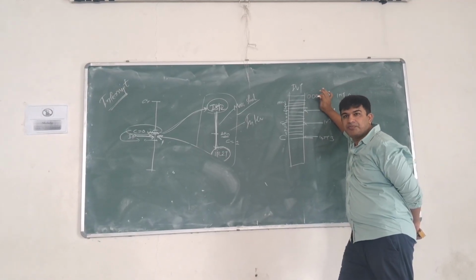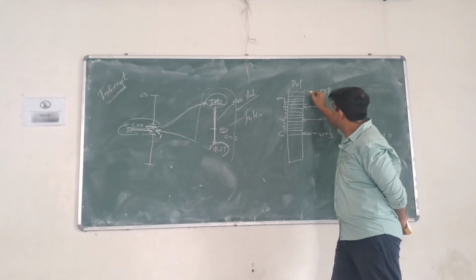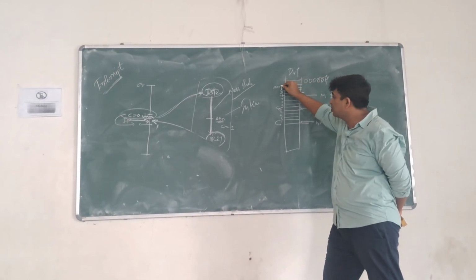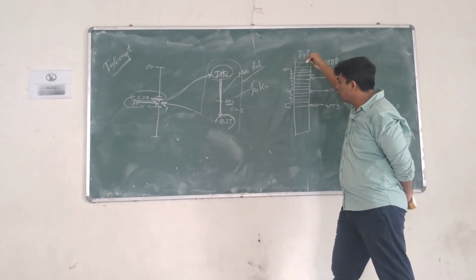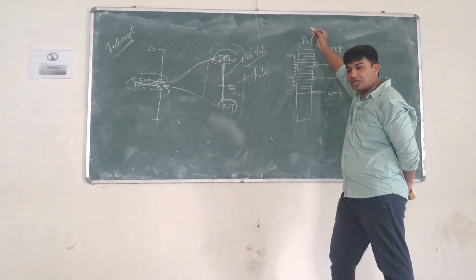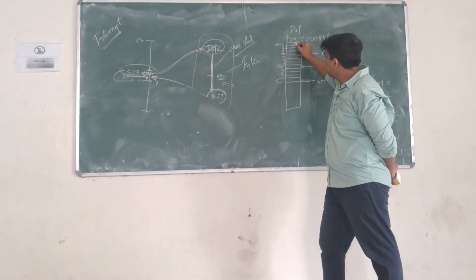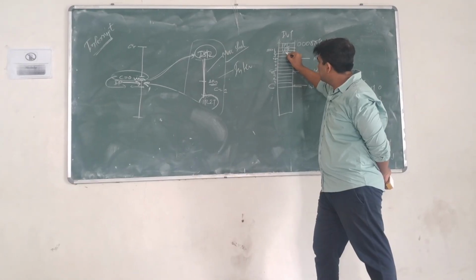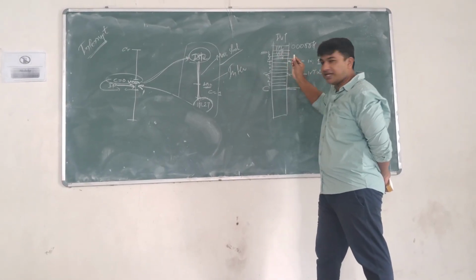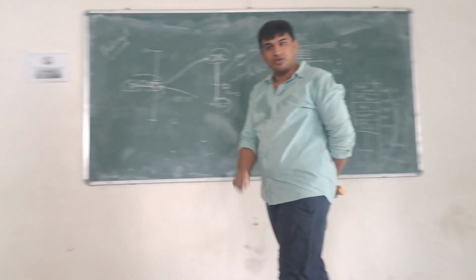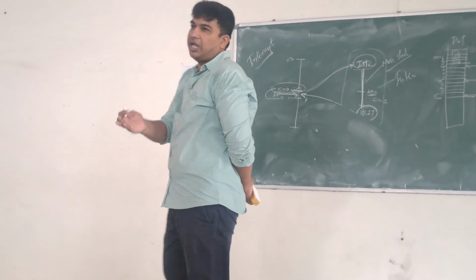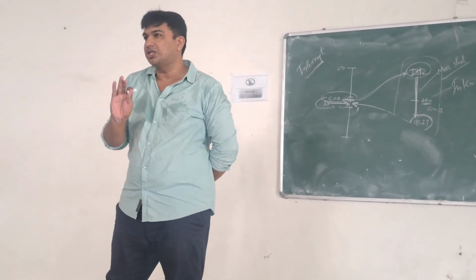Higher value up or down? 0000 is lower than 0001. So the higher value goes down, lower value goes up. So IPL, IPH, CSL, CSH. This is how your data will be stored. Understand? 3 is the higher location, 0 is the lower location.